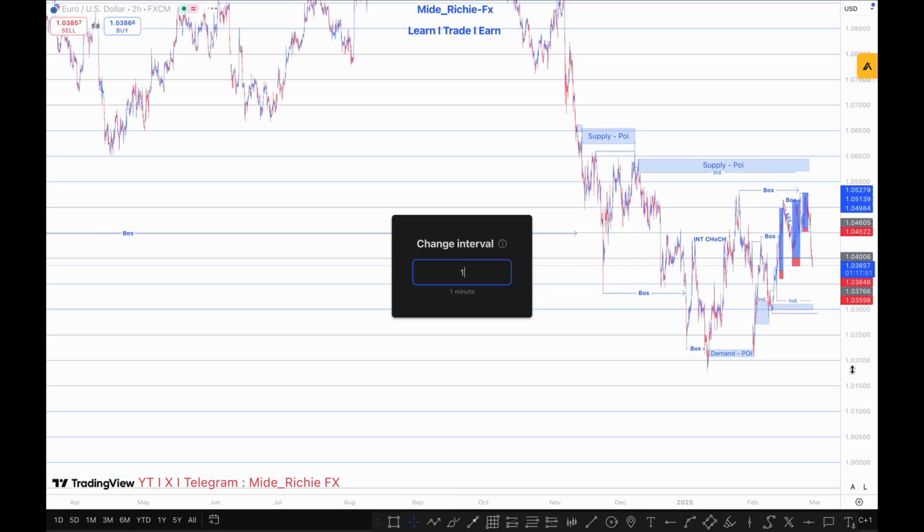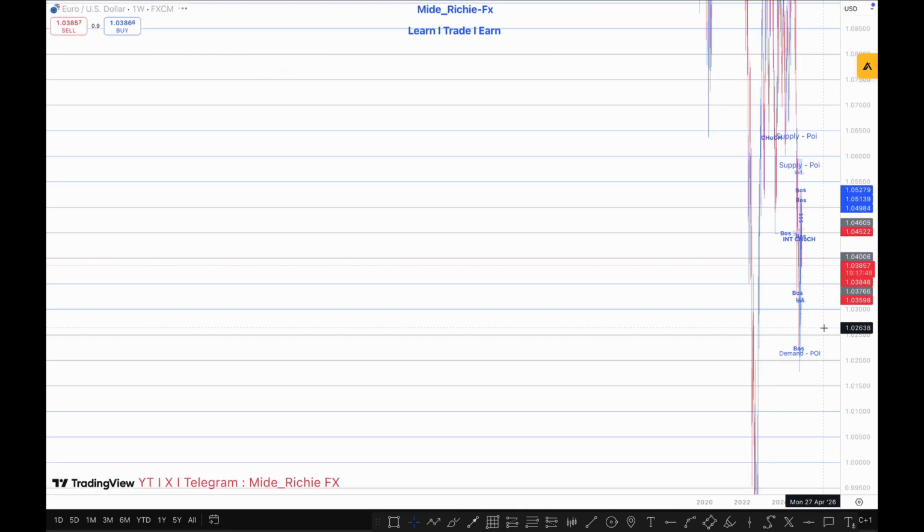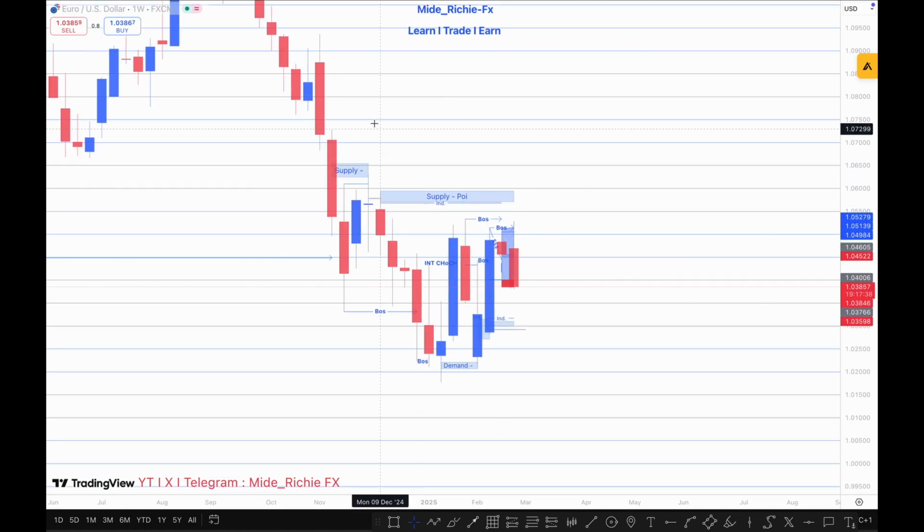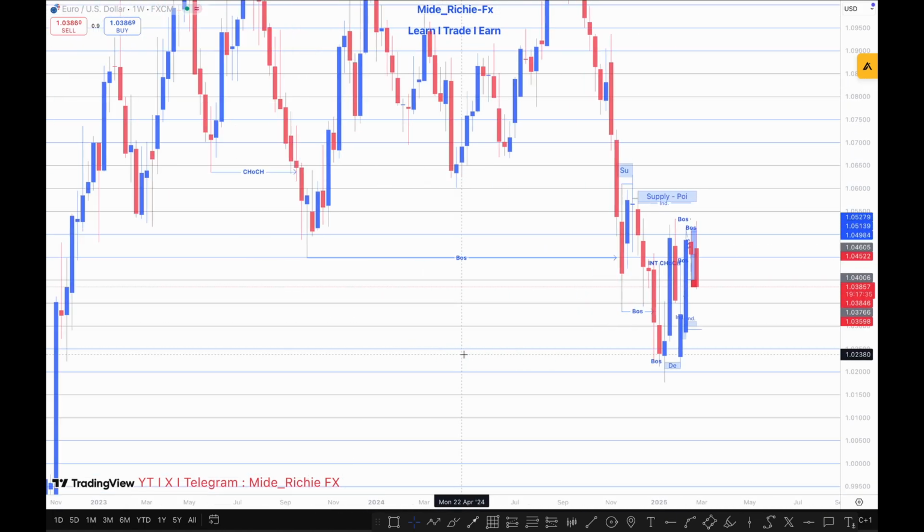So basically, let's start from the weekly time frame, right? That's the main thing. If you check USD right here, we had a break of structure after this internal change of character. The market mitigated the supply right here and broke the structure as a break of structure. In this case, the market is still bearish, internally and externally. The whole thing is still bearish, right?